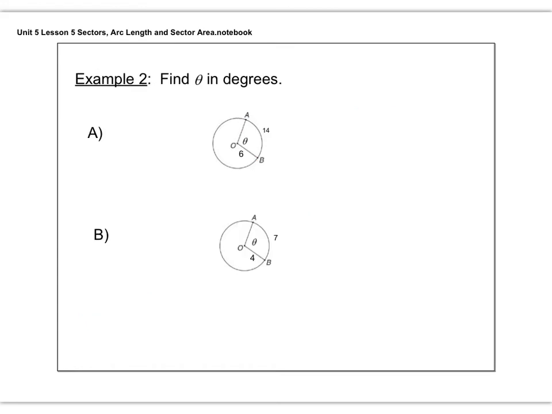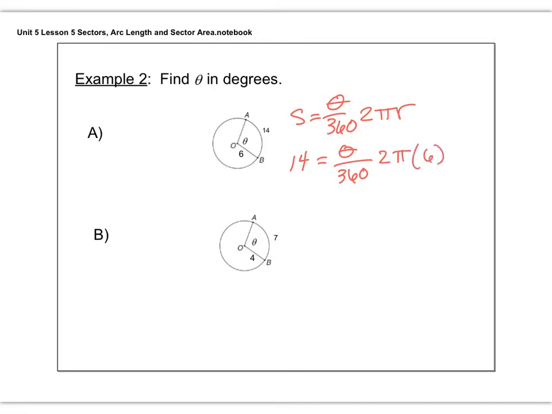We can also work backwards. Given an arc length, we can work backwards and find the central angle that opens up to that arc length. So in this case, they want us to find theta in degrees. So our arc length can be theta over 360 times 2 times pi times r. So if we fill in our values, 14 is our arc length. Theta we don't know. We do know 2 is 2 and pi is pi, and our radius is 6.